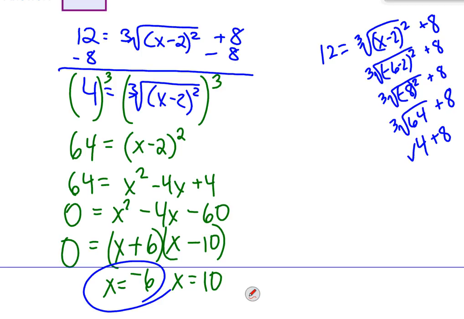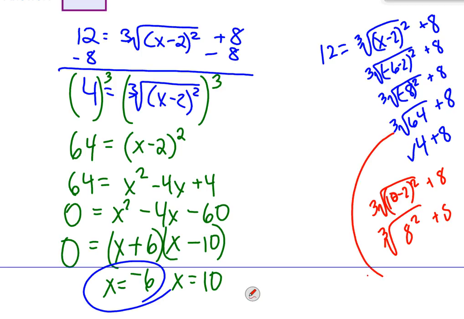And then we'll check 10. The cube root of 10 minus 2, oops, in parentheses squared plus 8. Can I tell that that's going to work right away? Because it's the cube root of 8 squared plus 8. So from there, it'll be kind of the same. So that one worked also. So all of our answers so far have worked out.